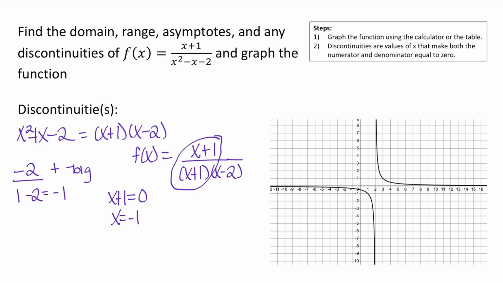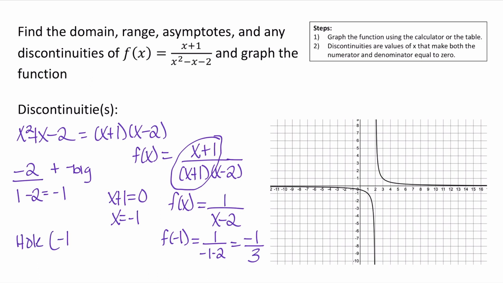So how do I figure out the y value? The hole is a point, so it's going to have an x and y value. So what I'm going to do is write the reduced function: f of x equals 1 over x minus 2. And I'm going to plug in -1. So I have 1 over -1 minus 2, so that's -1/3. So my hole is going to occur at -1, -1/3. So that's one of my discontinuities.